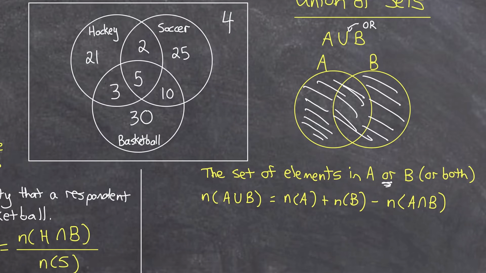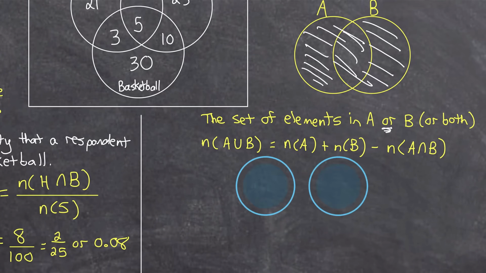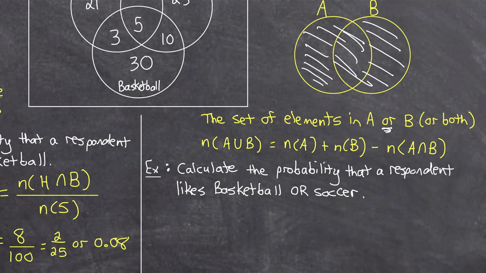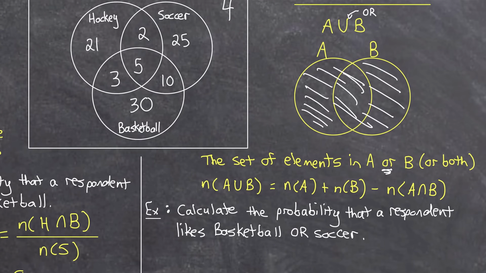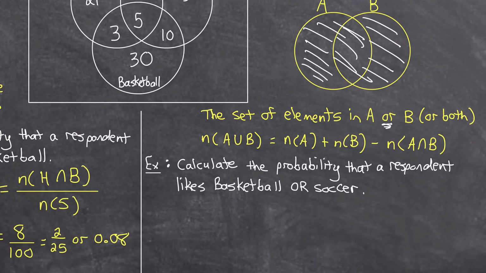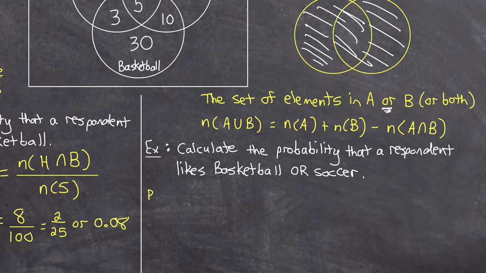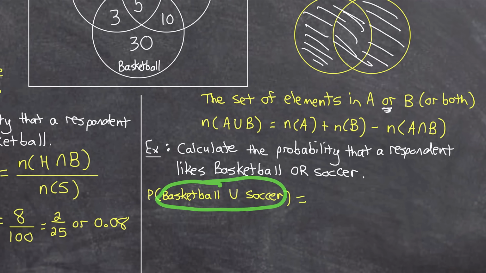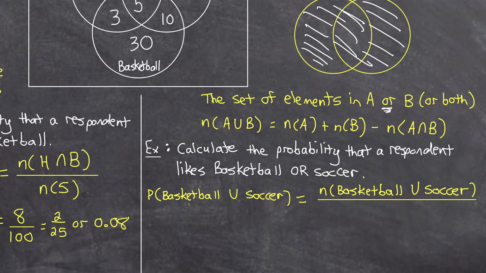Let's now see if we can do an example involving the union of two sets. The example says to calculate the probability that a respondent likes basketball or soccer. That word "or" tells me that we're looking at the union of two sets. So I'll go ahead and write the probability formula. The probability of a respondent liking basketball or soccer would equal the number of elements that are in the event space divided by the total number of elements inside the sample space.